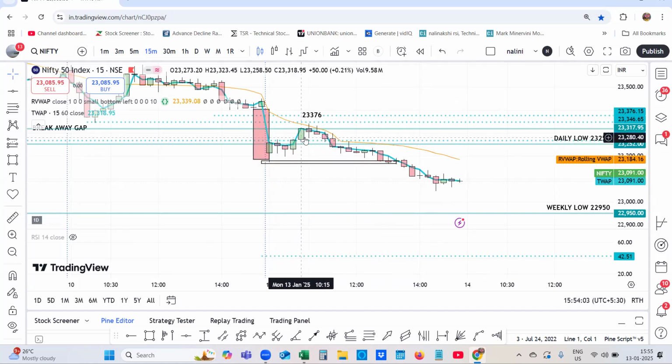First thing, because it was oversold, we took a counter trade against the trend, and the call option pocketed nearly 60 points. You were able to make 60 points because the market rallied up from 22,172 to 23,340.